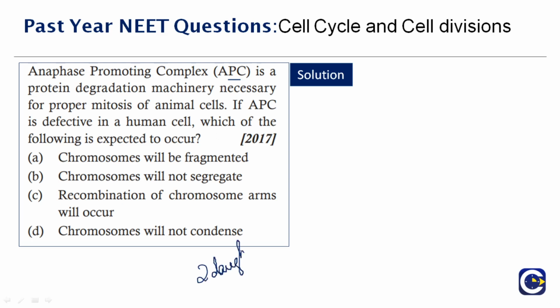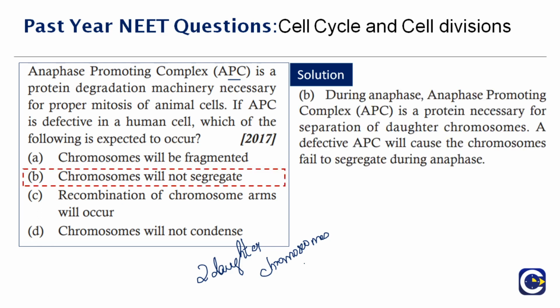You always have to remember this in mind. That is why this protein APC is necessary for the separation of daughter chromosomes. So once this APC becomes defective, the chromosomes will not segregate. They will not get separated as two daughter chromosomes. Therefore, the correct answer to this question is option B.